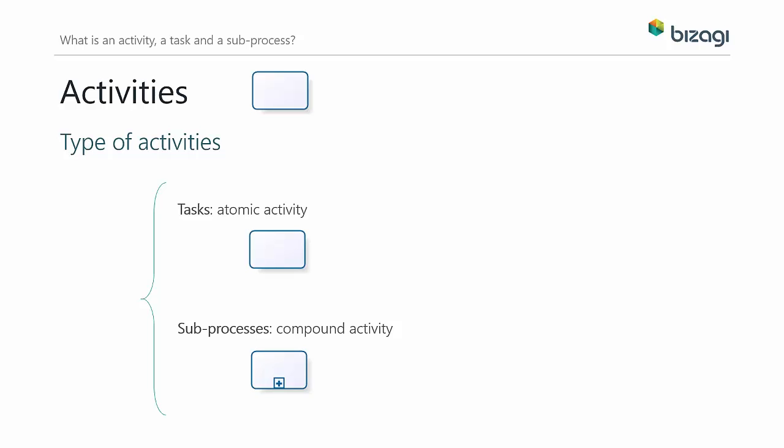BPMN provides a set of task classifications. Some important tasks are the user, script, service, send, receive, and manual task. Additionally, sub-processes are classified into embedded and reusable.